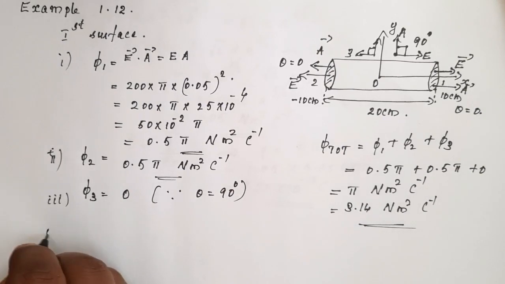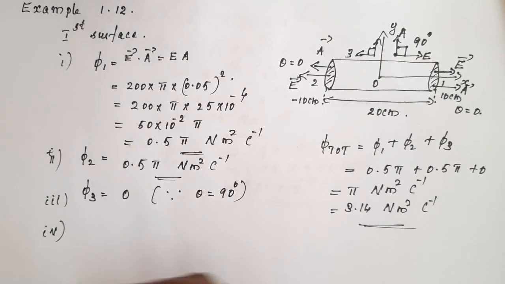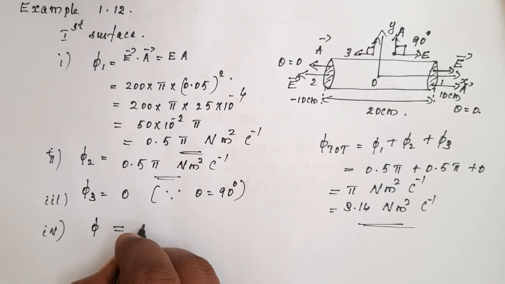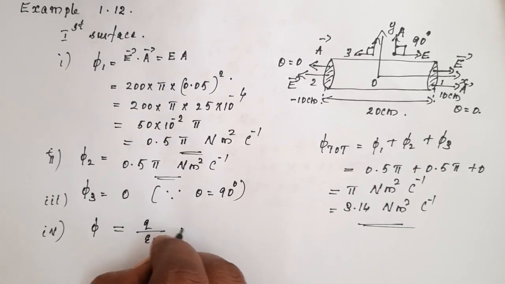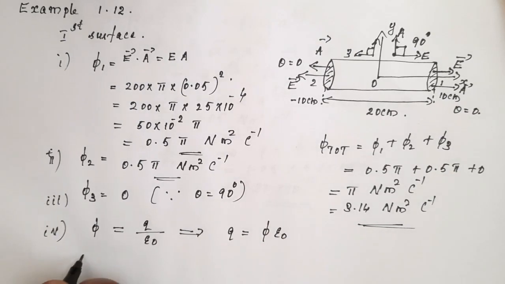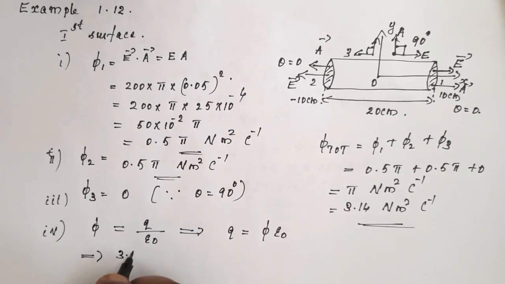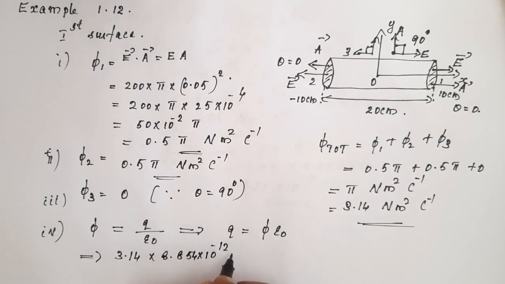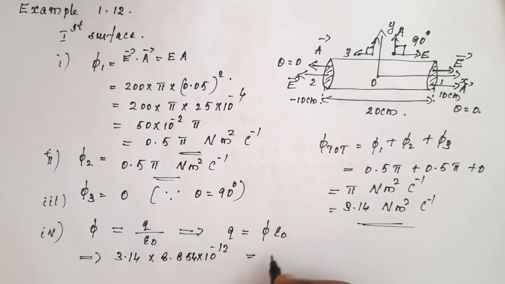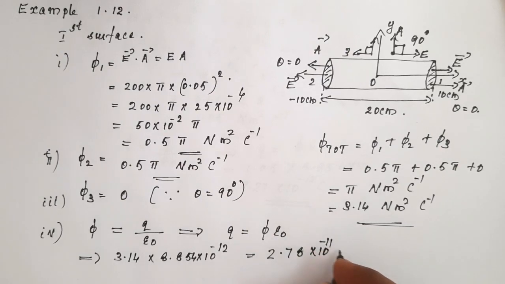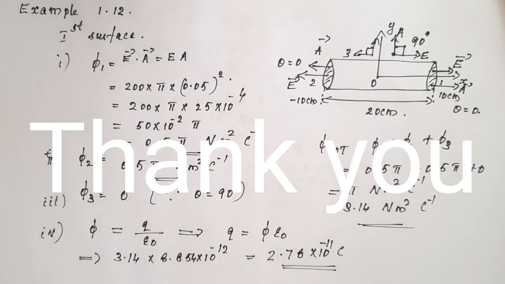To find that, for the fourth sub question we can directly use Gauss's law. Total flux is equal to Q by epsilon 0. This implies Q is equal to phi times epsilon 0, where phi is 3.14 and epsilon 0 is 8.854 into 10 raised to minus 12. By substituting, we get 2.78 into 10 raised to minus 11 coulomb. So that is the answer to that question.